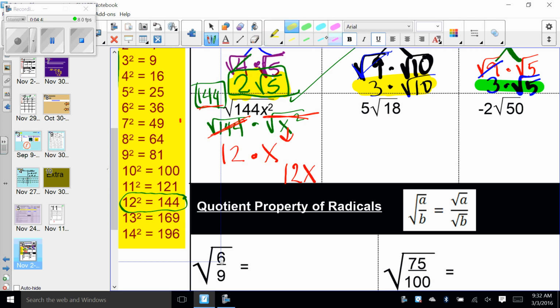Nothing I can do here. Can't find x unless somebody tells me what it is. It's just an expression, 12x, lowest terms. Next problem.